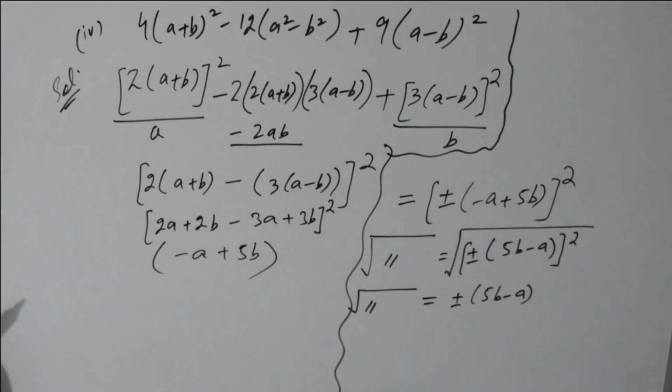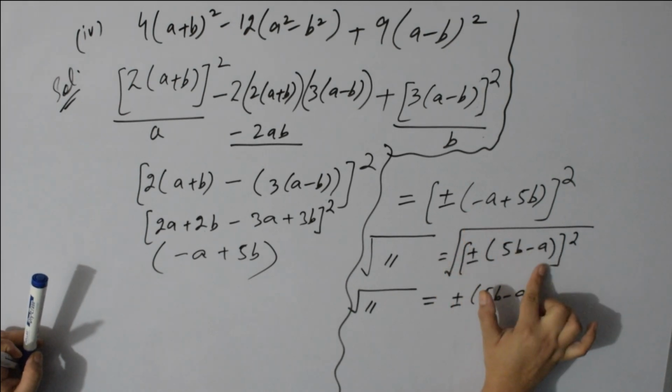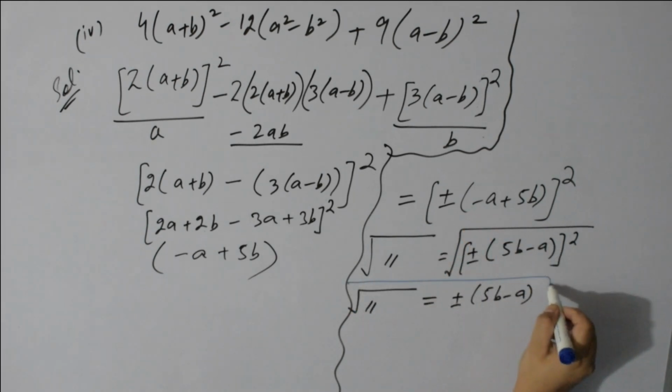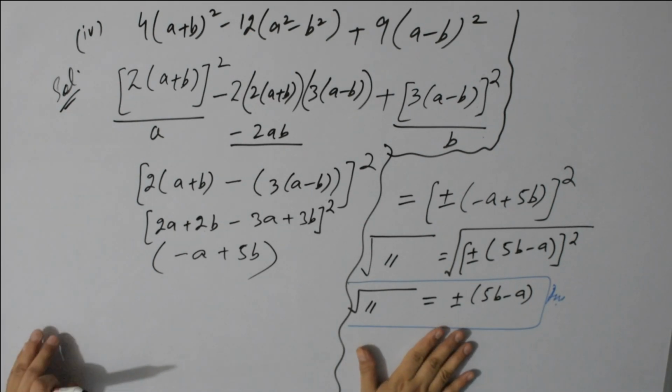What I have done, I wrote the plus sign first. Plus 5B and this minus A. So this is your answer. Make a box on this answer. This is the answer of its fourth part.